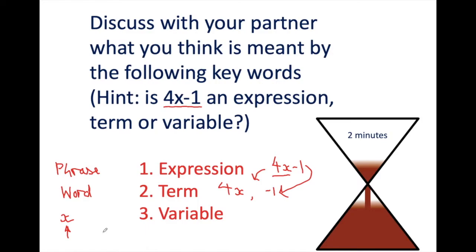It's a bit like the sweet jar. X could be really big, it could be really small. So just to clarify, an expression is like a mathematical phrase, a term is like a mathematical word, and a variable is a letter, and it's a letter that we normally do not know. Now today we're going to talk about different letters, and we're going to replace the letters with a number.